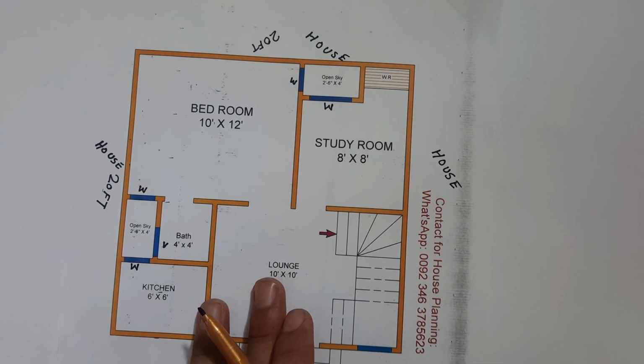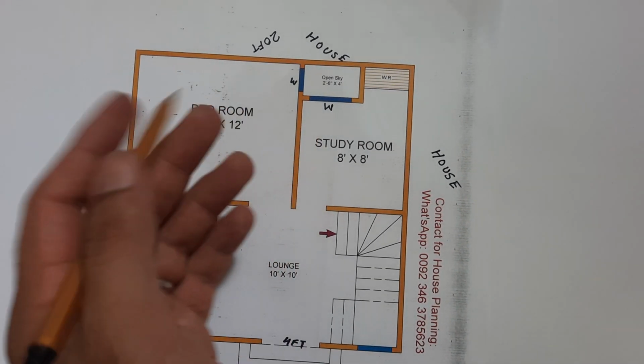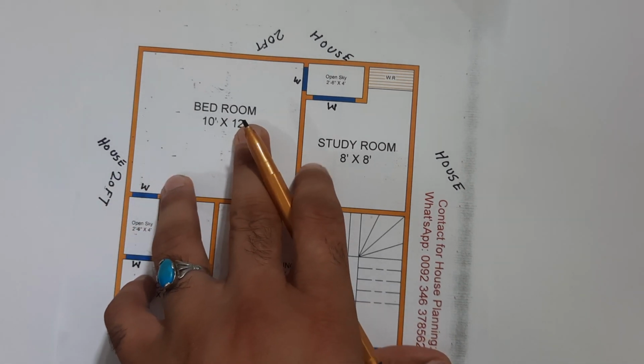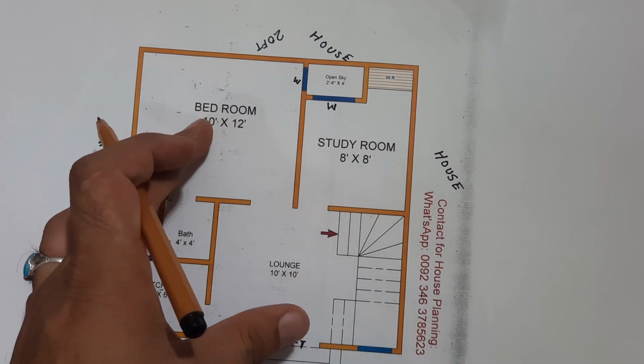So hope this short video can help you. Which size for this plot is 20 by 20 feet, and we have 2 bedrooms. So one is the study room, the next one is the bedroom, okay.